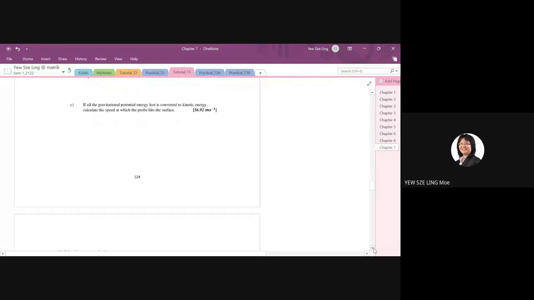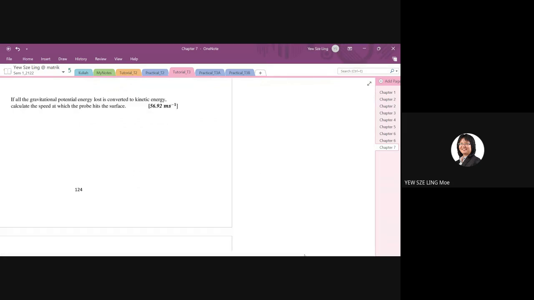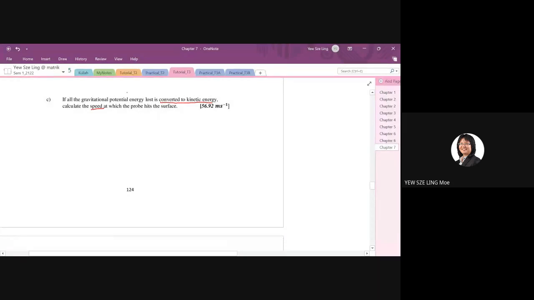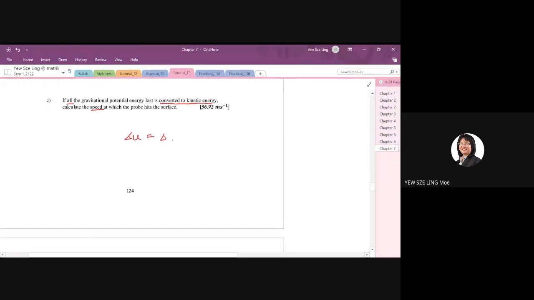Now, question C is what I would say is a tricky question. Why? It says, if all the gravitational potential energy loss is converted to kinetic energy, then calculate the speed at which the probe hits the surface. So how are we going to calculate? Try to think: energy cannot be created or destroyed, it can only be transformed from one form to another. So delta U is straight away equal to delta K.